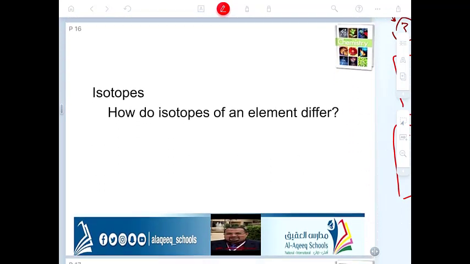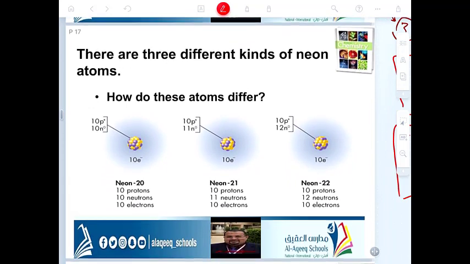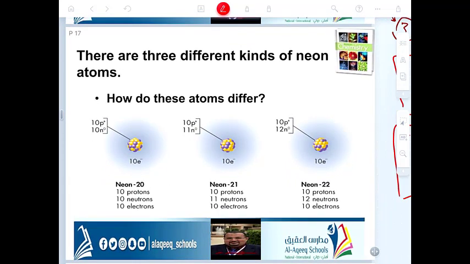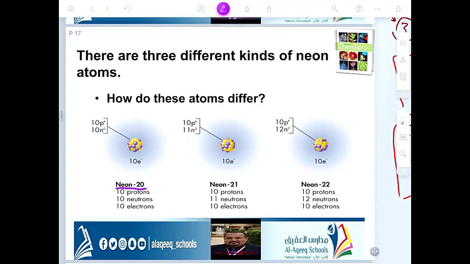Now we have something called isotopes. How do isotopes of an element differ? What is meant by isotopes? Look, for example, we have an element called neon. This is neon-20. What does it mean? This is not shorthand notation. It's another method for representing the element: the name of the element and the mass number. So 20 is the mass number. Neon-20 means the mass number of neon is 20.